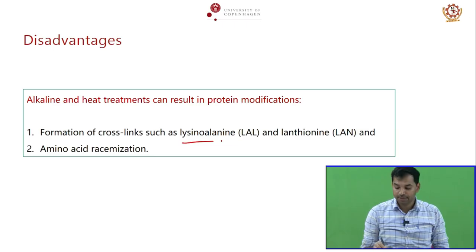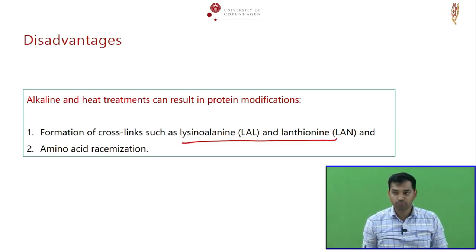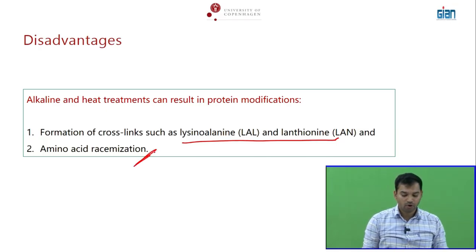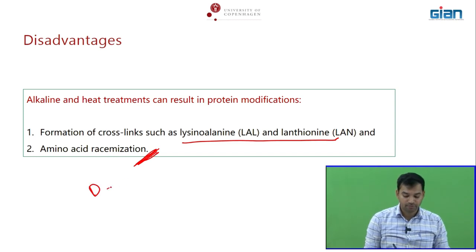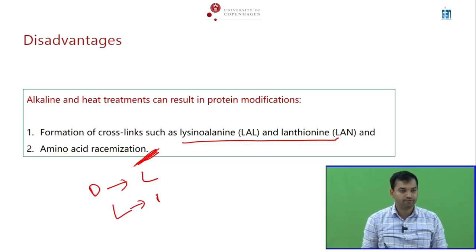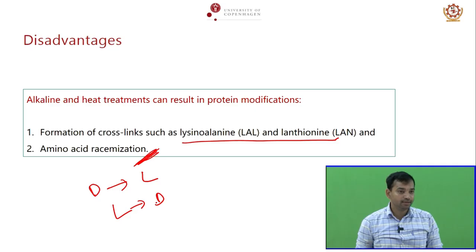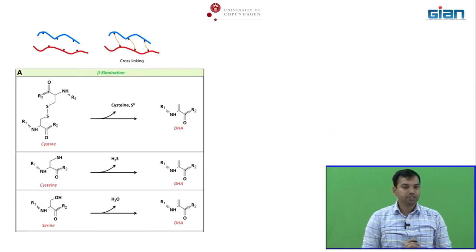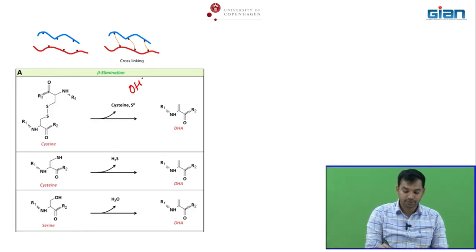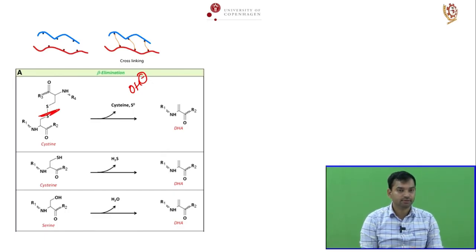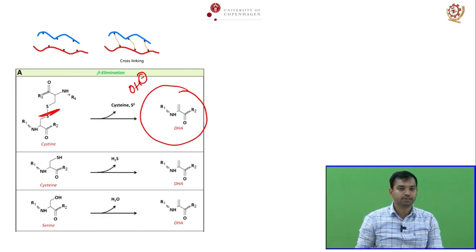The first thing is that because of the sodium hydroxide, we create new molecules in the system called lysinoalanine and lanthionine. We can also racemize the amino acids because of the alkali condition. Racemization is the conversion of D to L form or L to D form. You know that protein amino acids are always in L, but sometimes they can become D because of the OH minus ion. Okay? The first one is the lysinoalanine and lanthionine formation. Because of the OH minus, you break the disulfide bond here, okay? And you release a new molecule called dehydroalanine.